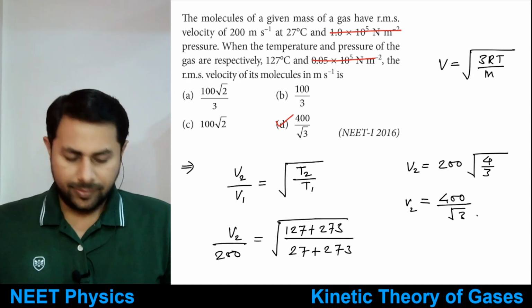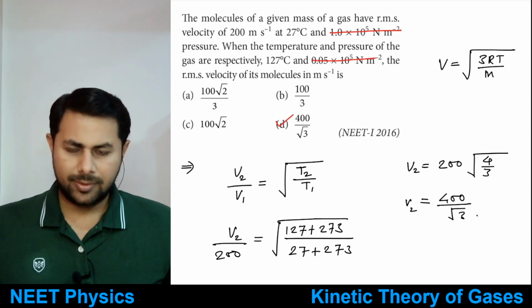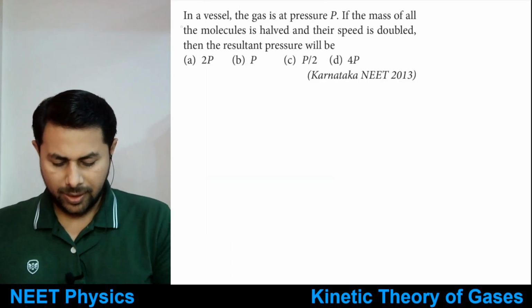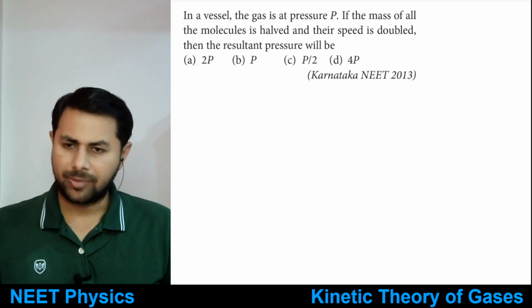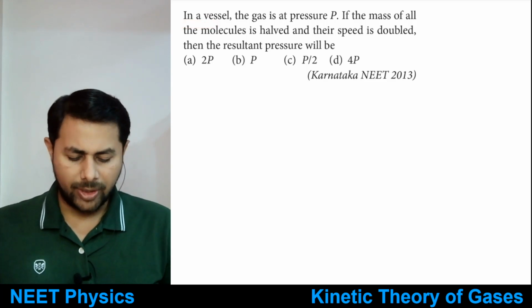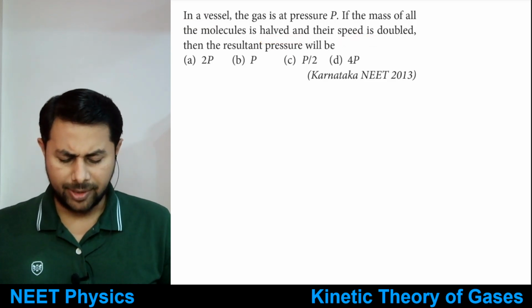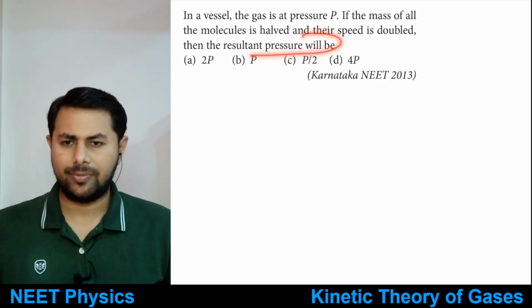Okay, very simple. Okay, let's see next one. In a vessel, the gas is at pressure P. If the mass of all molecules is halved and their speed is doubled, then the resultant pressure will be.